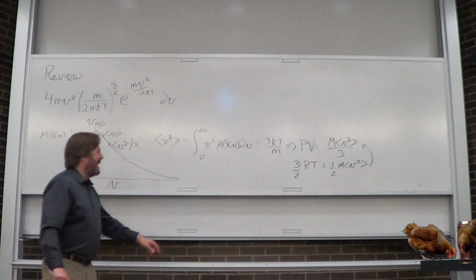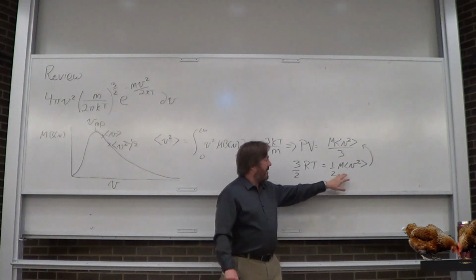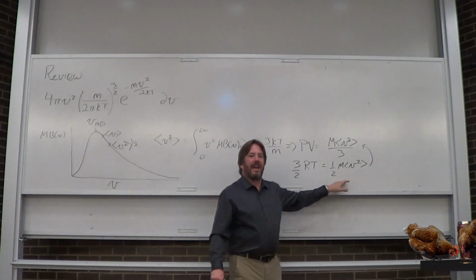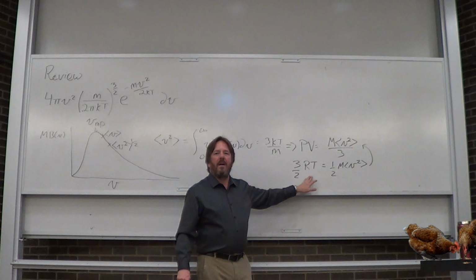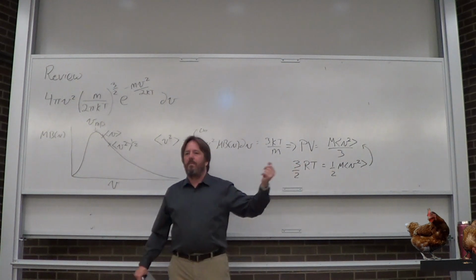So the reason that 3 is there is actually the equal partition theorem, 1/2 mv squared. So this is what you remember. This is kinetic energy. What's just a little bit off is that the equal partition theorem says that a molecule doesn't have RT degrees of freedom, but 3/2 RT because of being in three dimensions.